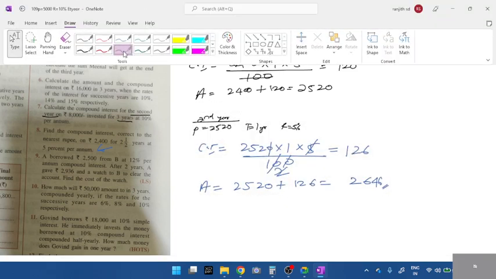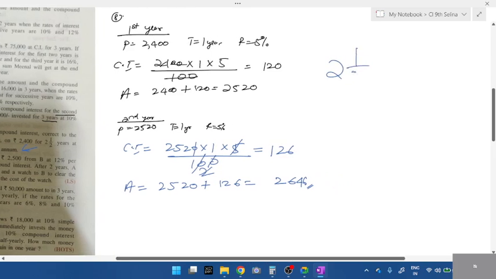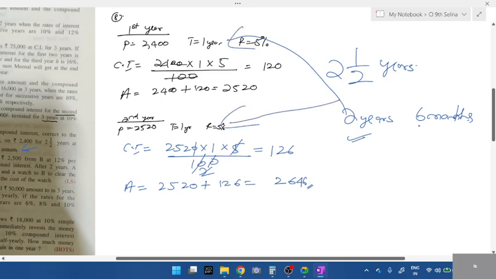Next, for third year, it is half year students, 2.5 years. Sometimes they'll give differently. What are the different ways they can give you the question? They can give 2 1 by 2 years, or what else? How else can they mention it? 2 years, 6 months. So 2 years is fine, 1 year and 1 year. How will you convert the 6 months, student? 6 months into 6 divided by 12. That is how you get 1 by 2. But in this question, they have given directly.